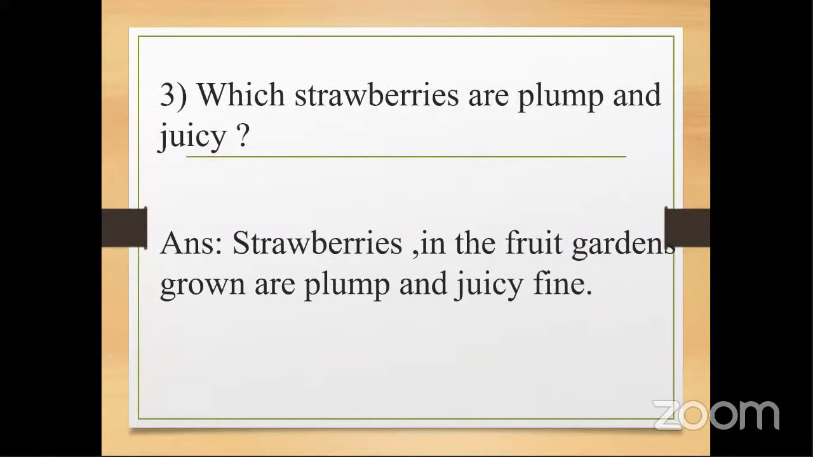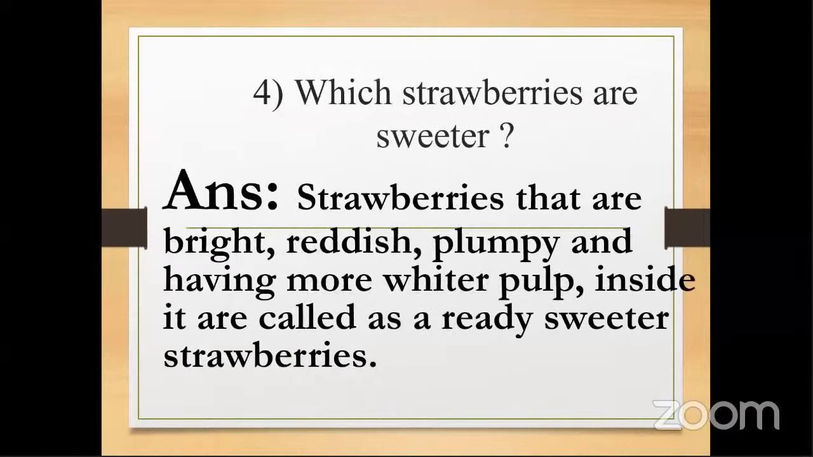Now, which strawberries are plump and juicy? Strawberries grown in the fruit gardens are plump and juicy. Okay, which strawberries are sweeter? Strawberries that are ripe, reddish, plump, and having more white pulp inside are called sweeter strawberries. One at a time, students. Now you can just listen. Strawberries that are bright, reddish, plump, and having more white pulp inside are called ready to eat, and they are sweeter strawberries.